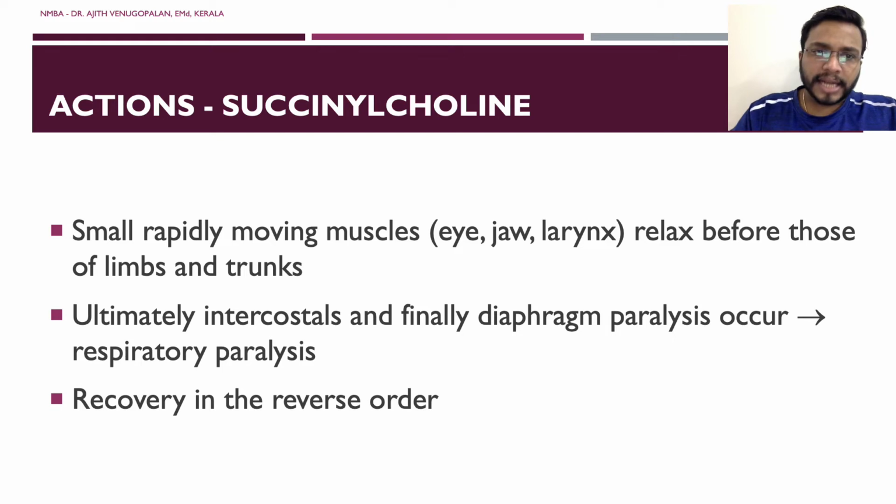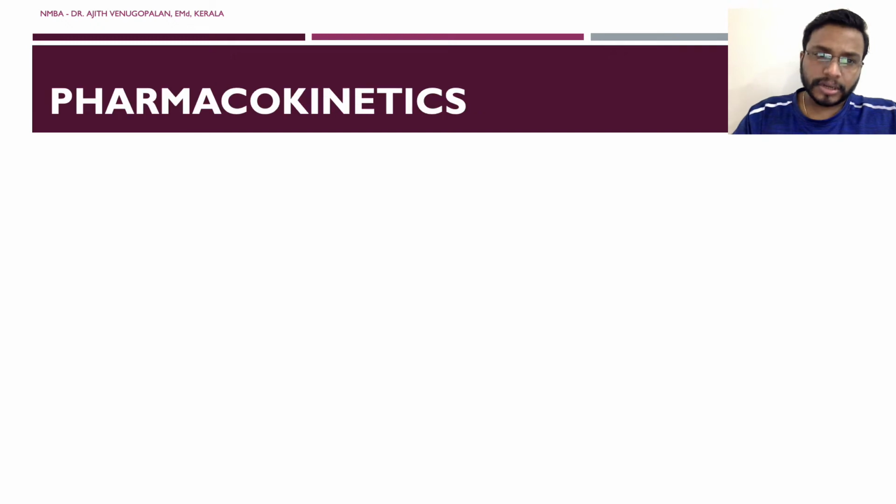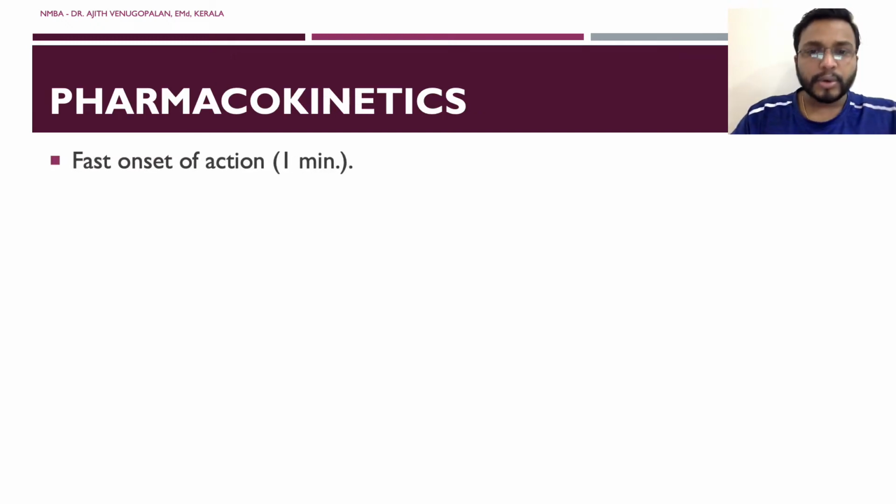The action starts from the small muscles like the eye, jaw, larynx, and then it goes into the limbs and the trunk, and ultimately the intercostal muscles. The recovery is in the reverse order. When we are giving succinylcholine, what we are looking for is the fasciculation that you're going to see in the toes. If that is there, that means complete fasciculation has happened, and we can go ahead with intubation.